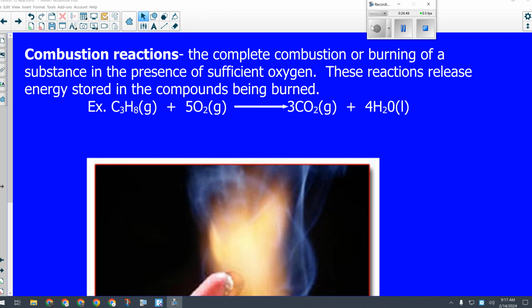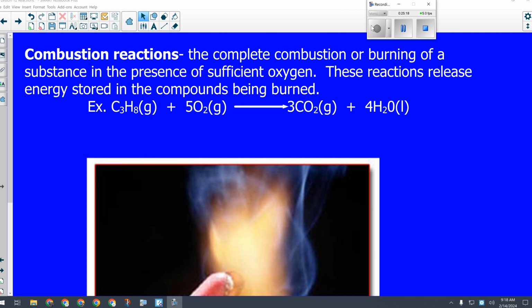So combustion reactions are probably the trickiest ones, and it's because they have their own rules. We're going to look at 5 reaction types. 4 of them obey the same rules. Combustion has its own. Now, combustion still obeys Dalton's atomic theory. It's just the rearrangement of elements. But they behave a little bit differently.